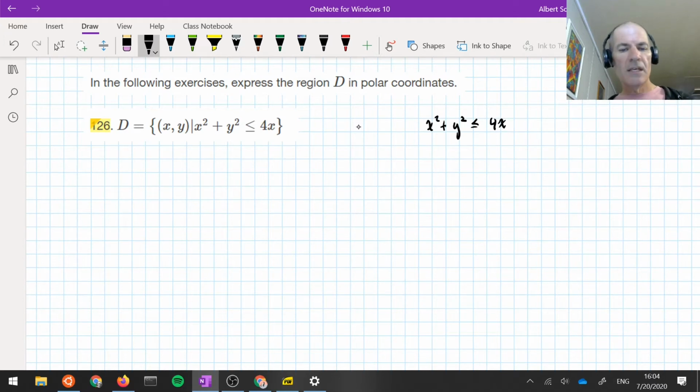It might be useful to look at the boundary of this region in order to understand it a little bit better. So we look at x squared plus y squared equals 4x. You might be sensing a circle here, but that 4x is a little bit of a snag. How do we deal with that? You may remember that we move the 4x over to the left-hand side and complete the square.